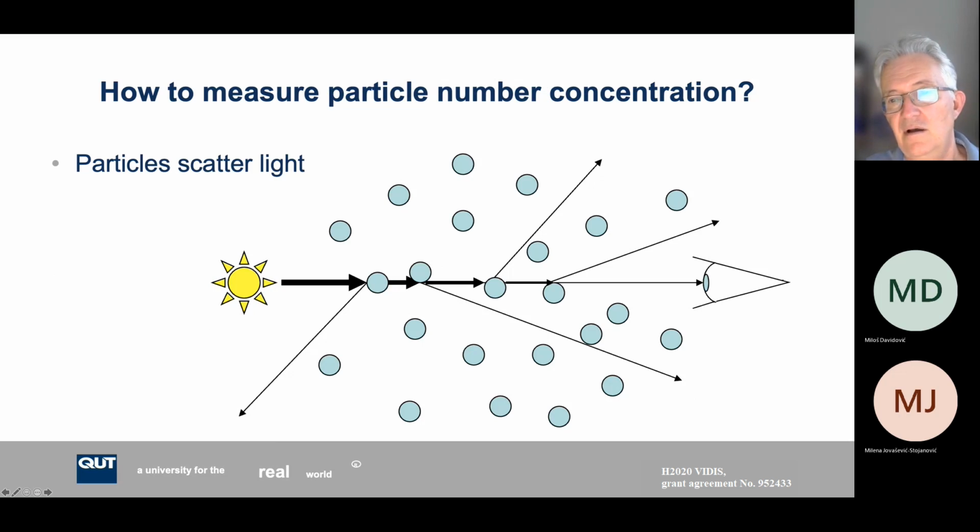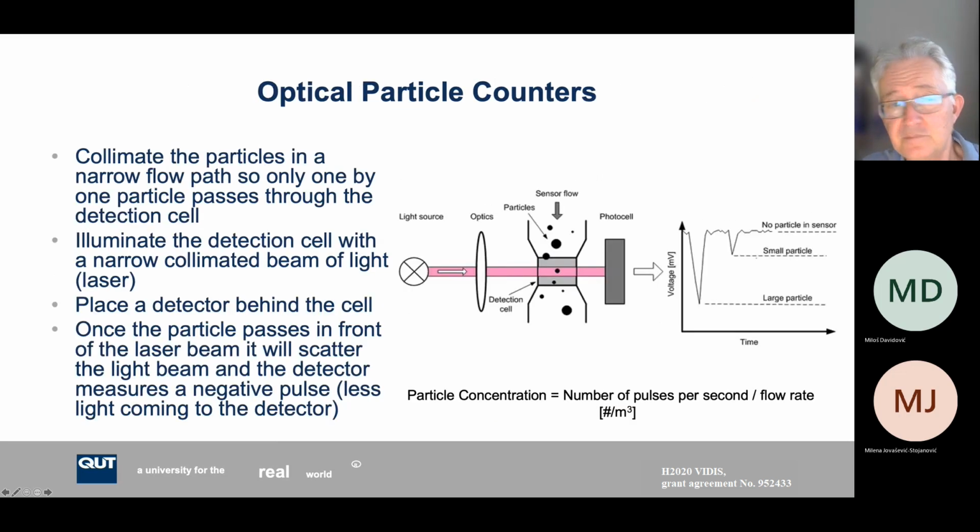So a simple way to utilize that is to have a narrow beam of light, pass a particle in front of the narrow beam, and have a detector on the other side. When a particle passes in front of a collimated beam, like a laser, it will reduce the amount of light that falls on the photodetector, and we get a dip or a negative pulse.